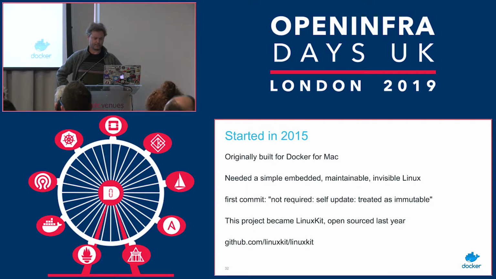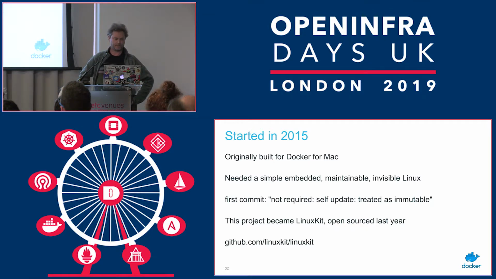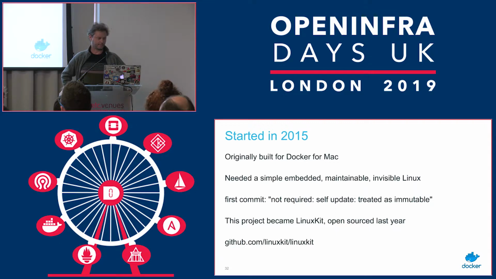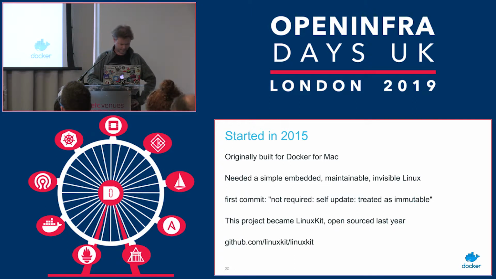This was a project that started in 2015 when we were building Docker for Mac. We needed an embedded Linux system inside it, and the first commit, which I wrote, is just the description of what we're going to build. It says, don't require update, treat as immutable. We open sourced it 2 years ago. I keep copying and pasting that slide and never updating it.